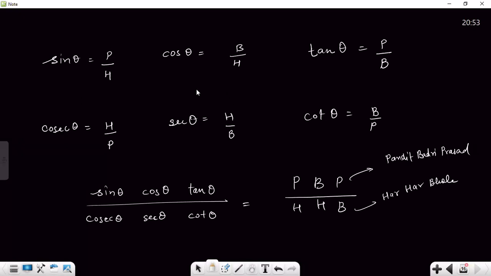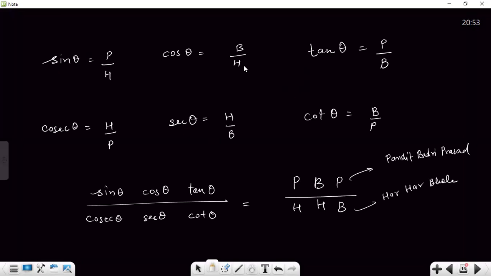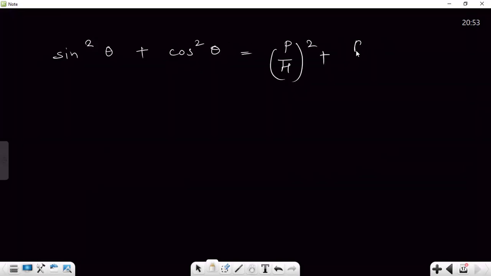Now, after discovering all these 6 trigonometric ratios, we are calling them ratios because they are basically the ratio of perpendicular and the hypotenuse. So after observing these trigonometric ratios, we were playing with these. We were taking the square of sine theta and also the square of cos theta. What is sine theta? Sine theta is perpendicular upon hypotenuse whole square, plus what is cos theta? That is base upon hypotenuse, b by h whole square.